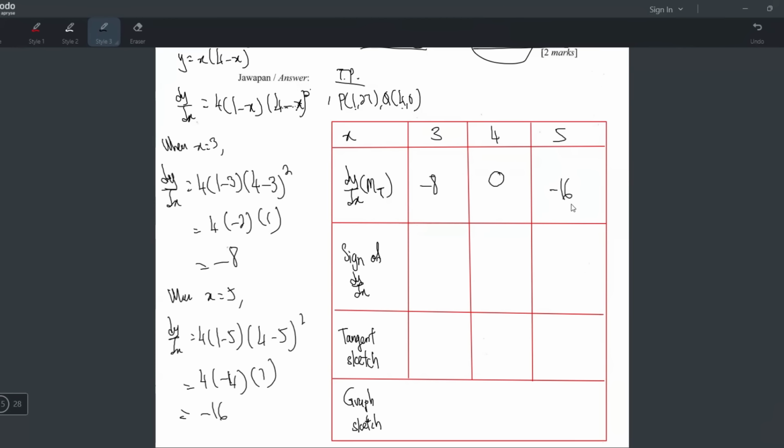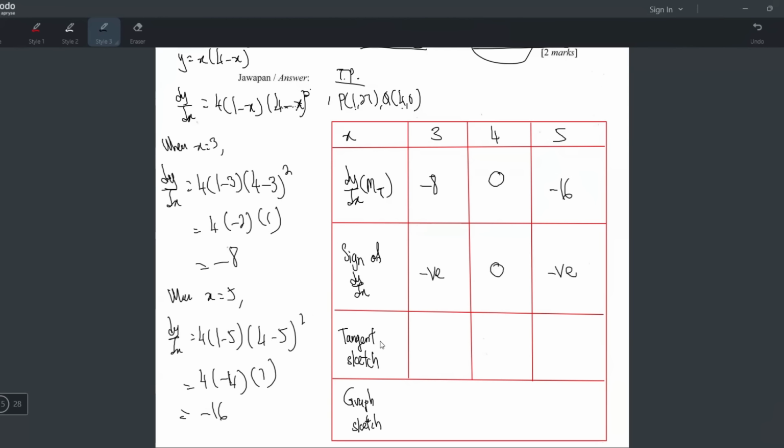All right. So now you can write down the sign. The sign here is negative. And then this one is also negative. And then the middle one is 0, right? So 0, is there a sign? No. So just write 0.